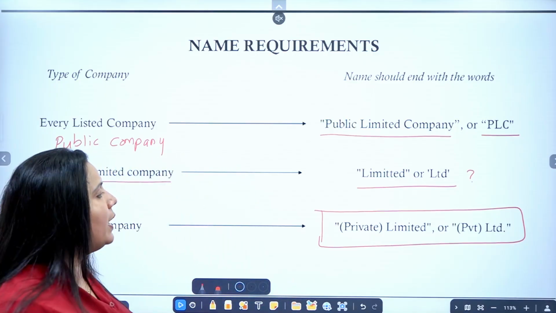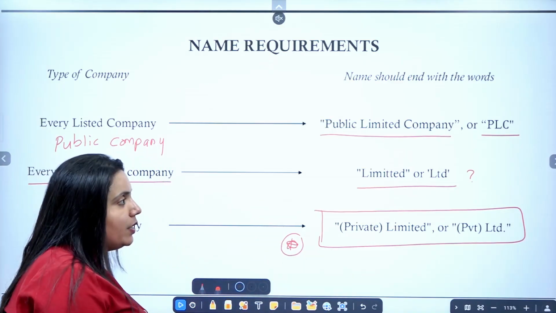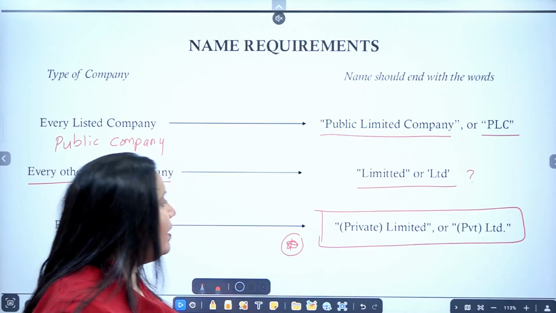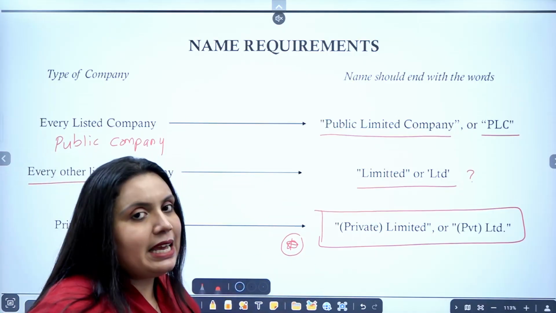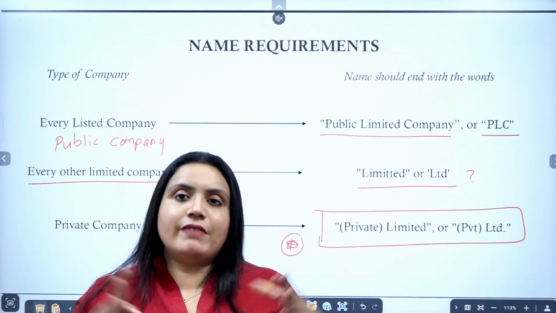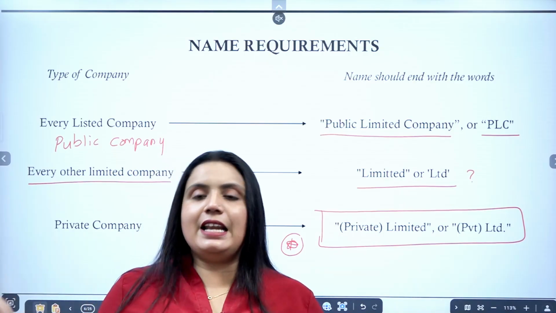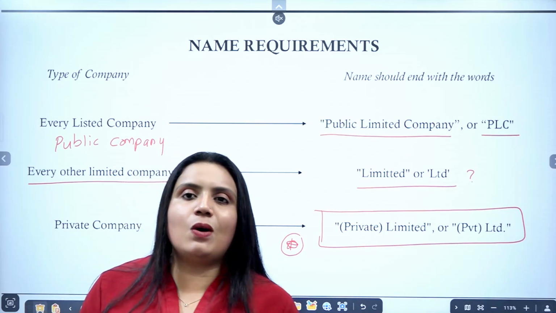So again, what is important for you is this last one. The majority of clients who come to you would come to start private limited companies. So for private limited companies, you name it as private limited or PVT Ltd. Of course, you can ask your client what they prefer: the private limited in its entirety or abbreviated as PVT Ltd. Depending on your client's priority, you can use it accordingly.